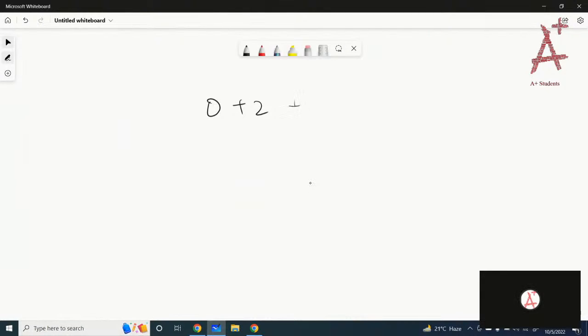0 plus 2 plus negative 9. So which option is the correct one? Negative 7, 6 or 8? So you have to start from left to right. So 0 plus 2 is 2, and 2 plus negative 9. So the answer is, yes, it is negative 7, because 9 has a greater magnitude. It has a negative sign, so the answer must be negative. So it would be negative 7. Got it?